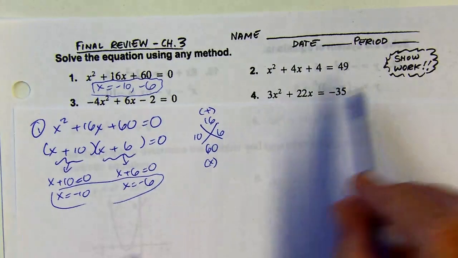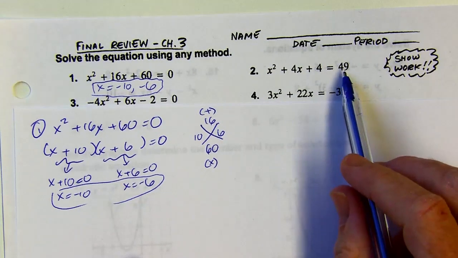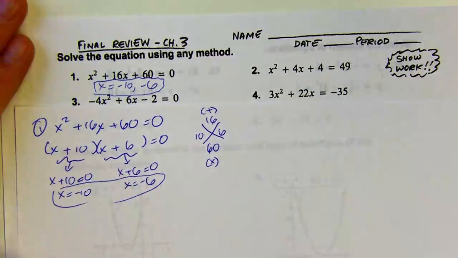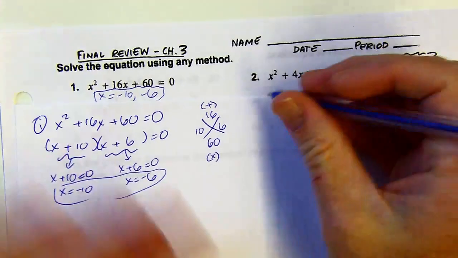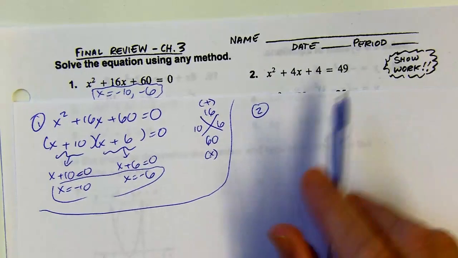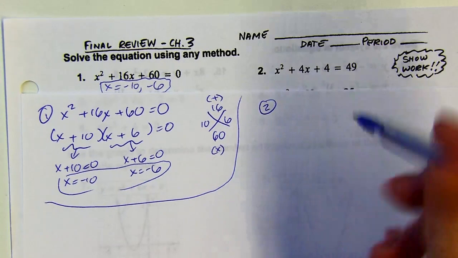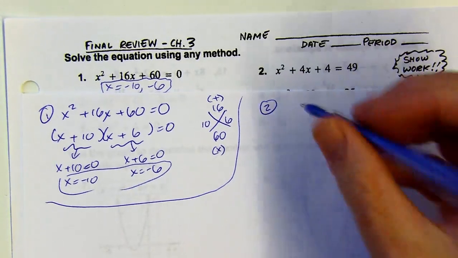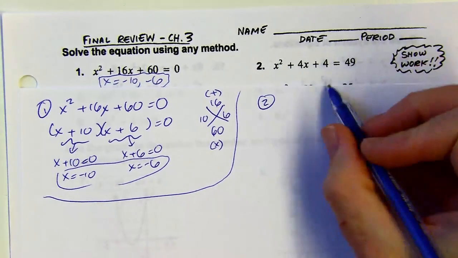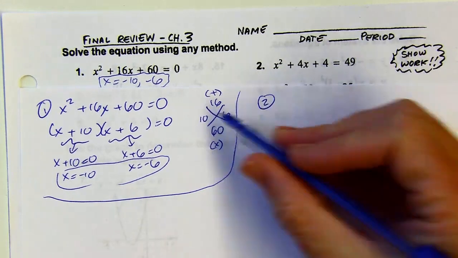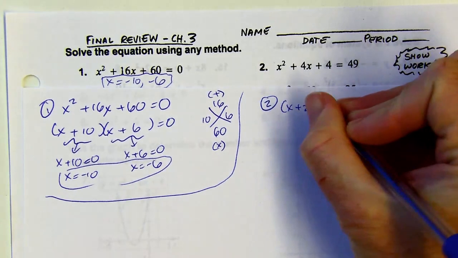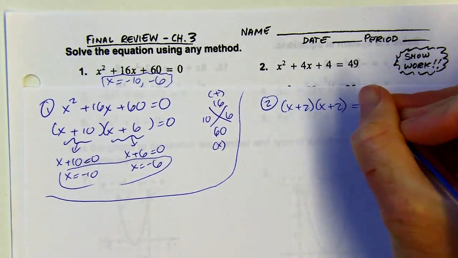Now, on number 2, if I wanted to factor this, I'd first have to set it equal to 0 and subtract 49 from both sides. So I could do that, but I'm also noticing that the left side of this equation is already set up for completing the square, because I've got a perfect square trinomial. If I set up a diamond problem, I'd have 4 on top and bottom, so it's going to be 2 and 2. So I've got x plus 2 times x plus 2 if I just factor that side.